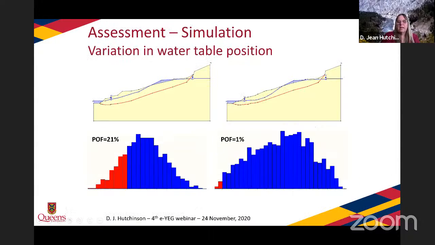And then we can bring that into a simulation. In this case, different positions of water table affecting the results of our probabilistic analysis and giving anywhere from a probability of failure of 1% to 21% with a change in the water table position.